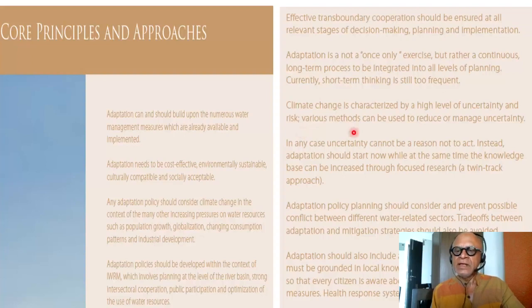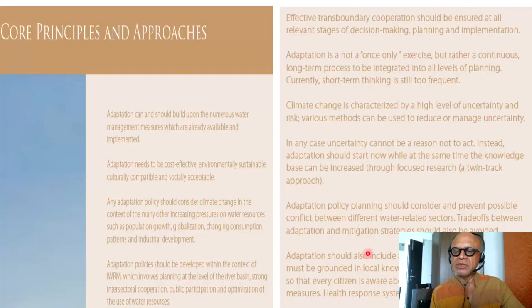Okay. Climate change is characterized by a high level of uncertainty and risk. Various methods can be used to reduce and manage uncertainty, especially at local levels. In any case, uncertainty cannot be a reason not to act, as we said. Instead, adaptation should start now while at the same time the knowledge base can be increased through focused research, a twin track approach that is needed here. Adaptation policy planning should consider and prevent possible conflicts between different water-related sectors.